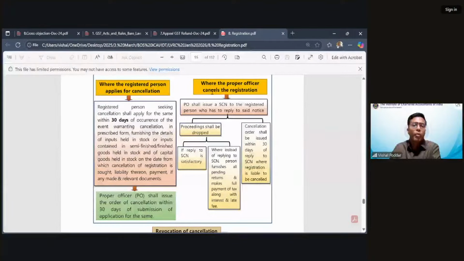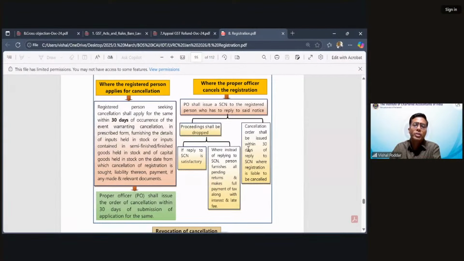Next, where the proper officer cancels the registration, what is the procedure? The proper officer will issue a show cause to the registered person, who has to reply to the said notice. Now, after sending this show cause, if you have given the reply which is satisfactory, then the proceedings initiated by the officer will be dropped, or where instead of replying, the person furnishes the pending returns or makes full payment, which was the reason for cancelling, still the proceedings will be dropped.